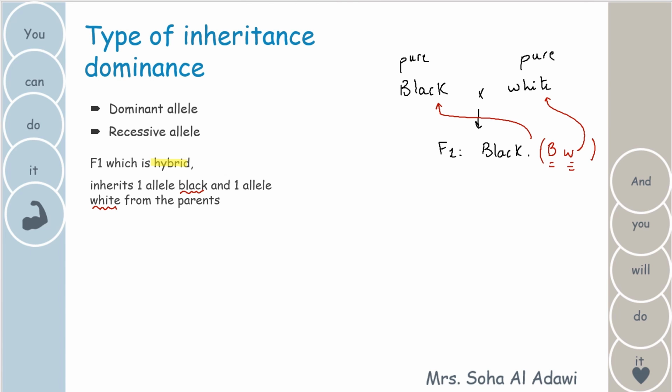So black and white, you need to change them in the other exercise. For example, if they give you red and white, you put red and white instead of black and white. Okay, so F1, which is hybrid, inherits one allele from each parent.